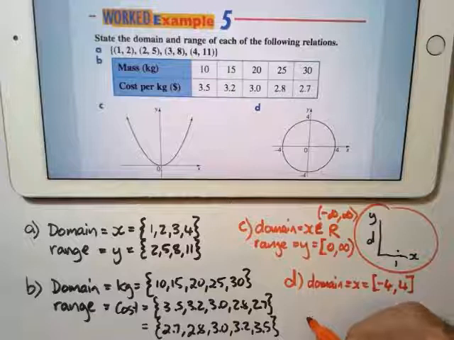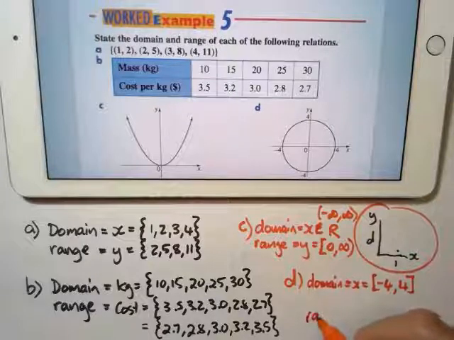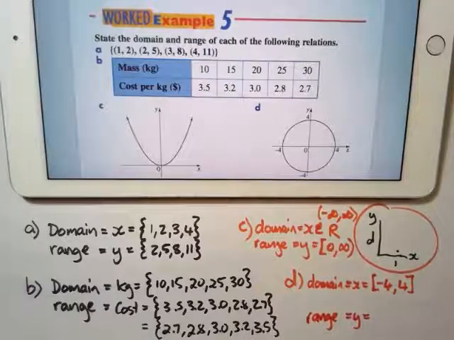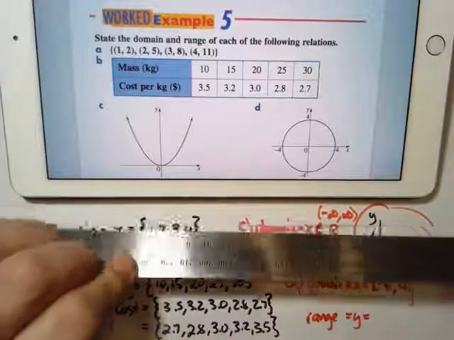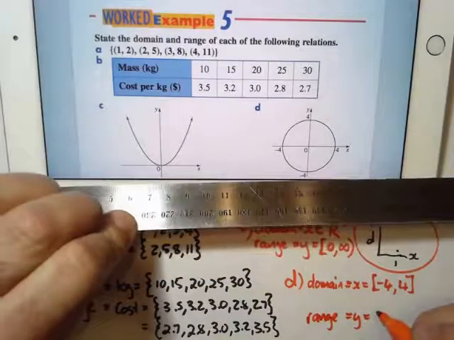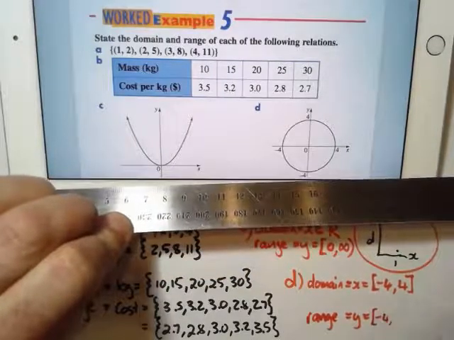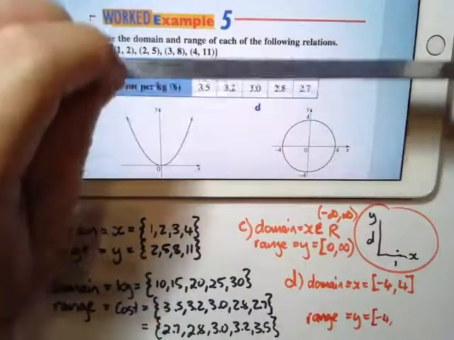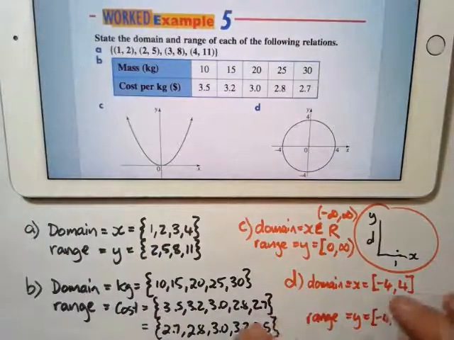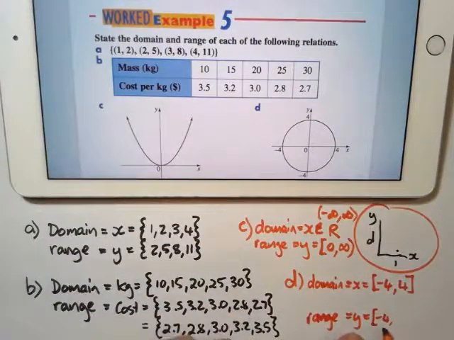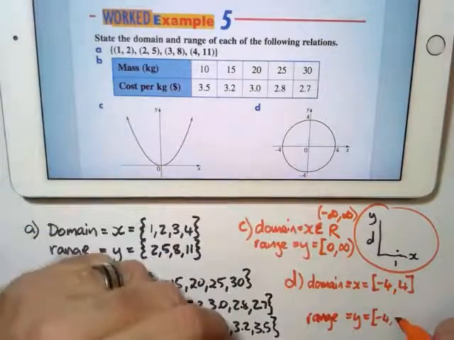If I have my range, my range is my y values. Where do I find y? Well, I start at the lowest point and I work my way up. The lowest value I have is -4. It includes -4. And the highest number it will go to is +4. Then there's no more. So on this graph, my y values are between -4 and +4.